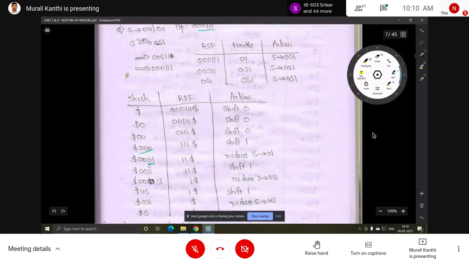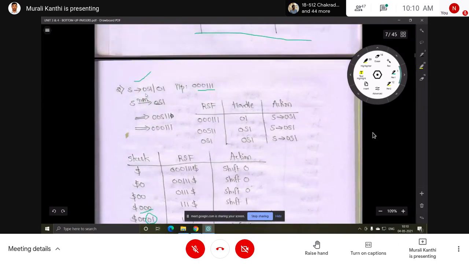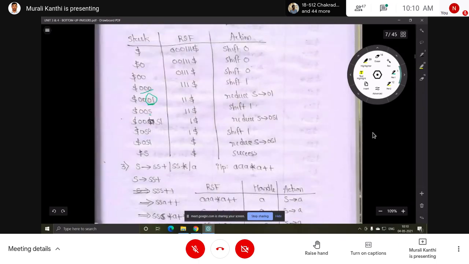0 1 is a handle. So now reduce this by S. Then 2 zeros and S: we don't have that, so a handle is not found. Again shift operation: 3 zeros S 1. We have a handle, 0 S 1. So now this can be replaced by S. Then 0 S: no handle found. Again shift operation: 0 S 1. A handle is found, so this is reduced by S. So S is the starting symbol.